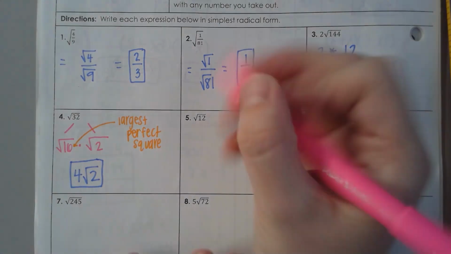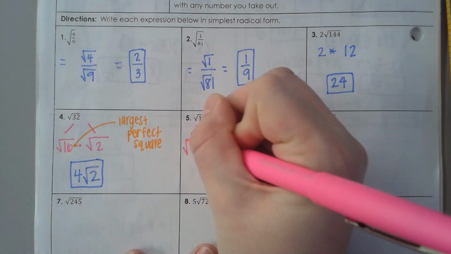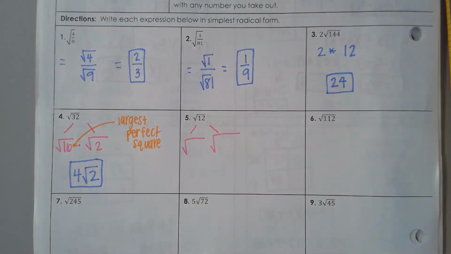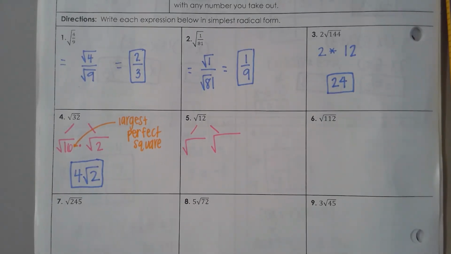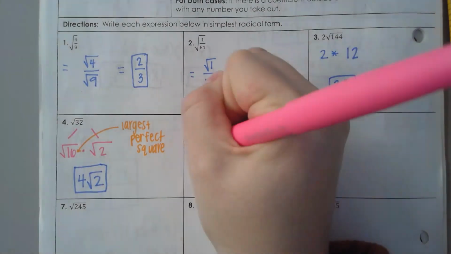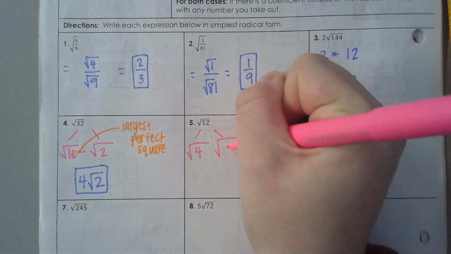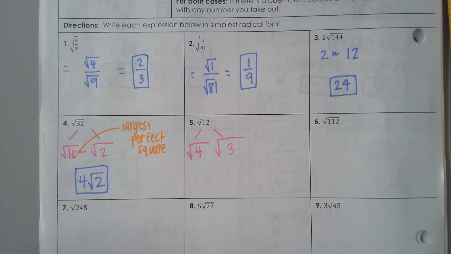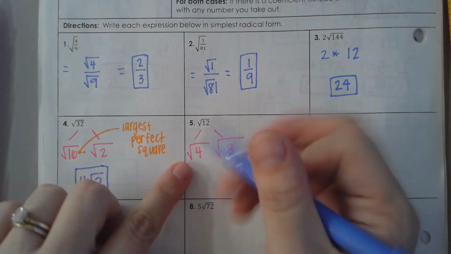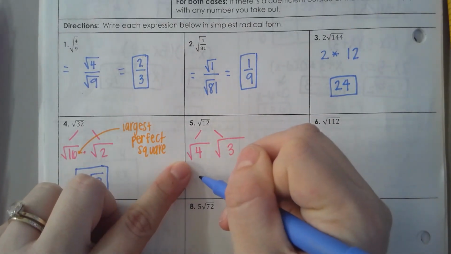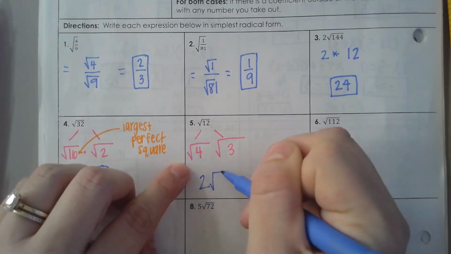Number 5, square root of 12. What's the largest perfect square that goes into 12? 4. 6 is not a perfect square. 4 is the largest perfect square, 4 times 3. It's actually the only perfect square that goes evenly into 12. And what is the square root of 4? 2. And then bring down the square root of 3.